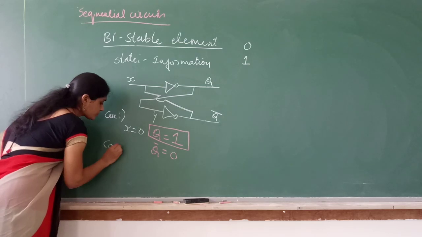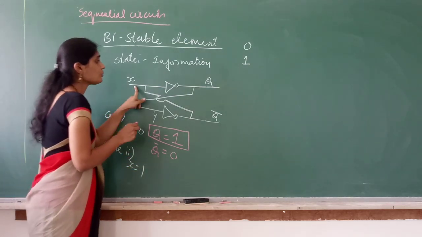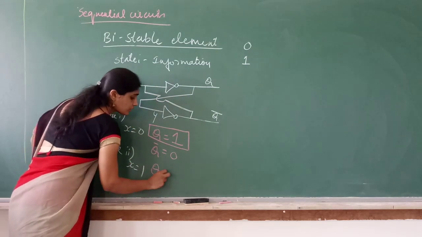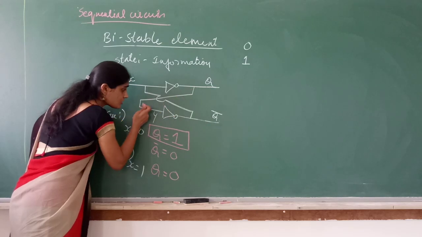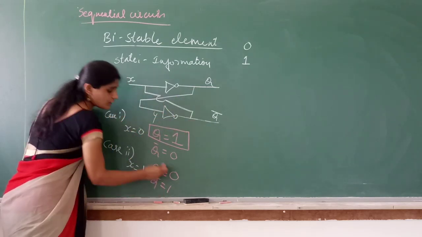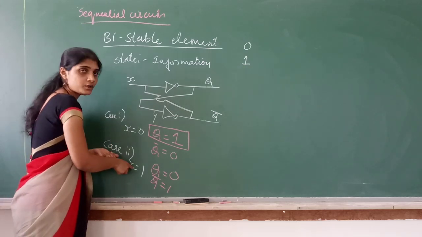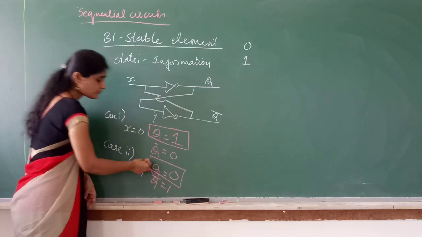Similarly, case 2. If X is equal to 1, what is Q? Q is equal to 0. What is Q bar? 0 will come here, NOT gate, output is what? 1. So, Q bar is equal to 1. So, if X is equal to 1, what is Q? 0. So, this is the state of the flip-flop.